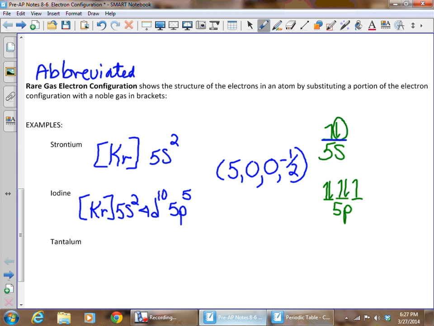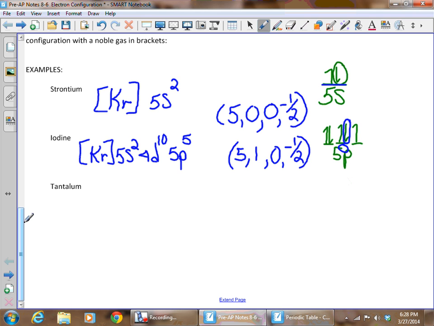Remind yourself that we're always going to be finding the last electron that we wrote in. We're going to be finding that particular quantum number set. So if I put my parentheses out here, I see that the first number, once again, is 5. Since this is a p sublevel, the second quantum number is going to be a 1. The third quantum number is going to be, since this is in the middle blank, 0. And since it's a down arrow, -1/2. So that's the quantum number set and abbreviated or rare gas electron configuration for iodine.